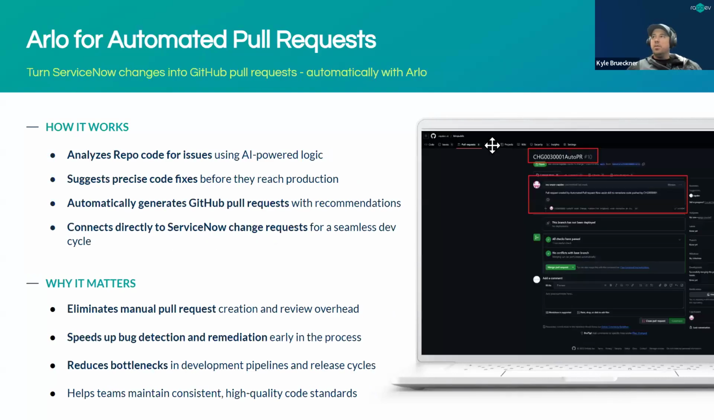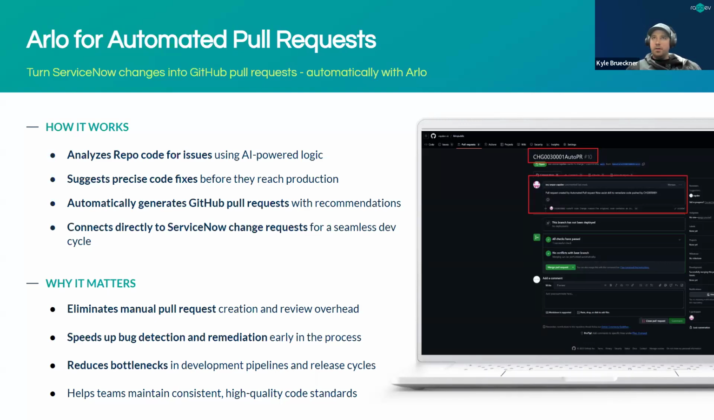The next one we'll take a look at as well, Arlo for automated pull requests. So this one hinges on the integration with DevOps change velocity. So considering that's in place and change requests are being automatically created based on a PR and a pipeline running, the change request comes into ServiceNow.